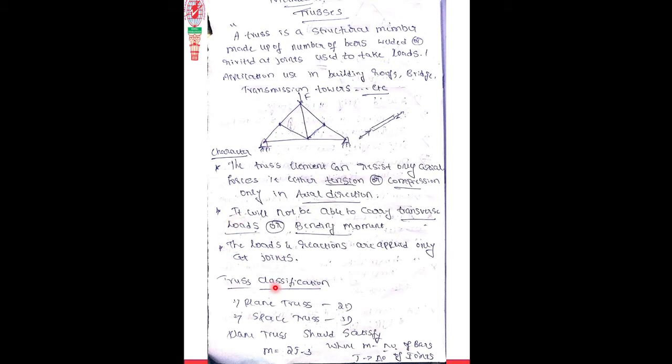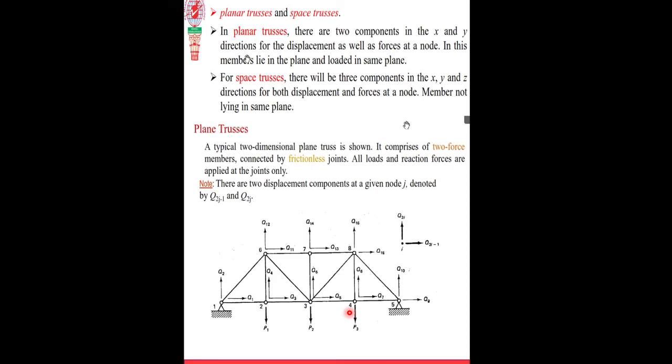Now, what are the types of truss? Based on the geometry, or on the degrees of freedom at the node joint, they are classified as 2D and 3D. Plane truss is called 2D, and space truss is called 3D. That is what we are explaining.